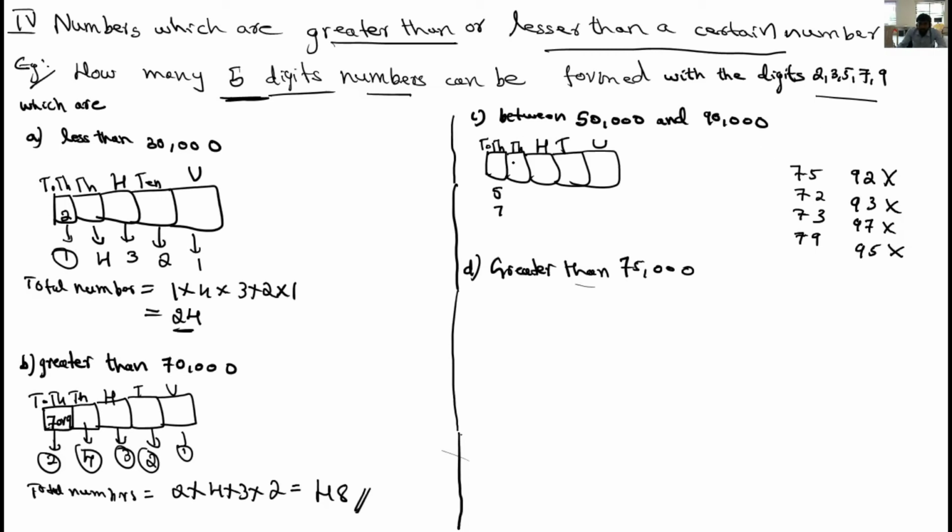The question is, you need to construct numbers which are between 50,000 and 90,000. So if you take 5 here, you may get 52,000, or 53,000, and 57,000 and 59,000. Then if you take 7, options are 72,000, or 73,000, or 75,000, 79,000. Observe these two pairs. In these two pairs only, numbers are greater than 50,000 and less than 90,000. That is our question. Construct a 5 digit number which is greater than 50,000 and less than 90,000.